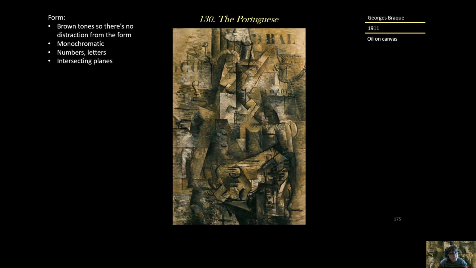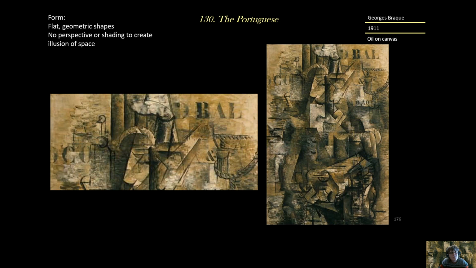And then there are intersecting planes going on, right? All of these planes are intersecting one another. That's what we see. Flat geometric shapes, cylinders, circles, lines, just an incredible geometric triangle with a rectangle here.